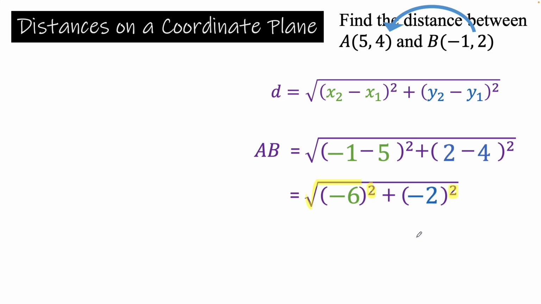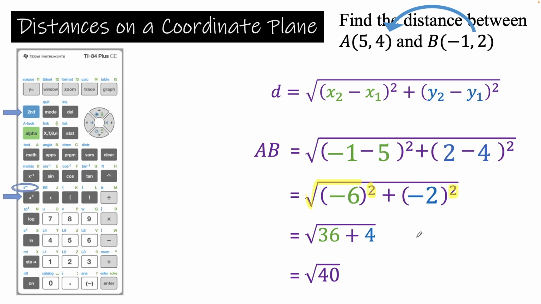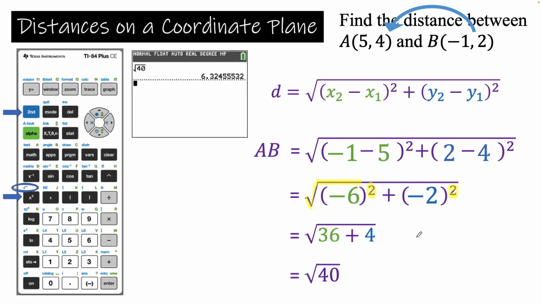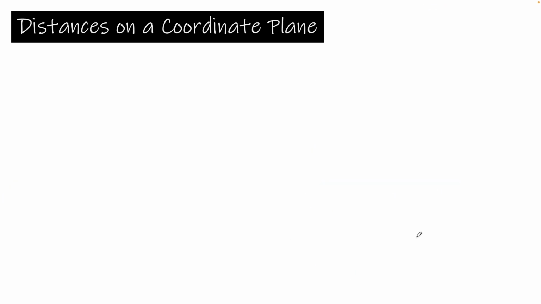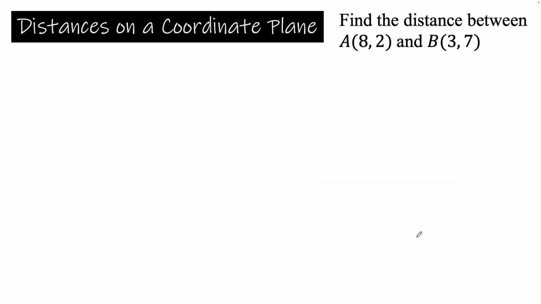Anyway, back to this problem. So we've got -6 squared is 36. -2 squared is 4. 36 plus 4 is 40. We'll take the square root of that. And you get 6.3 if you round to the nearest tenth. Okay, so here's the next one. Pause the video for just a minute, please, and see if you can do this one on your own.